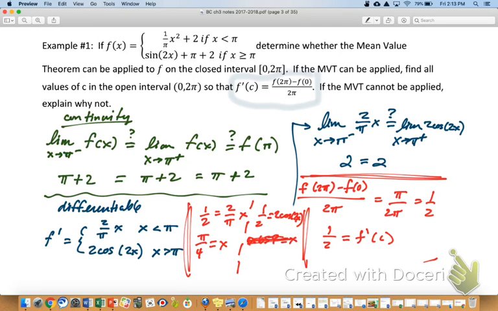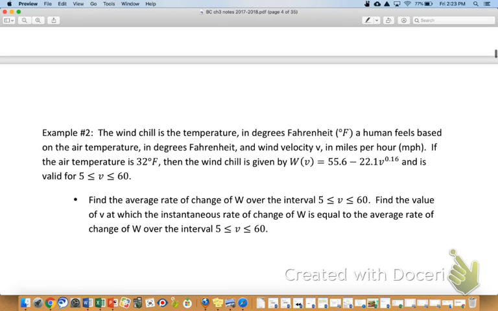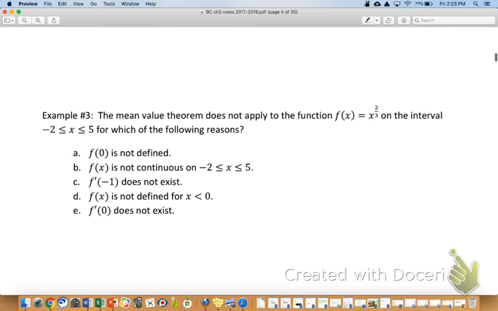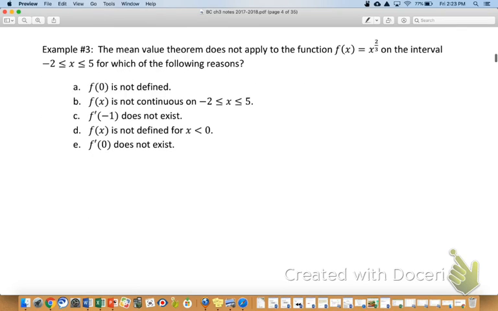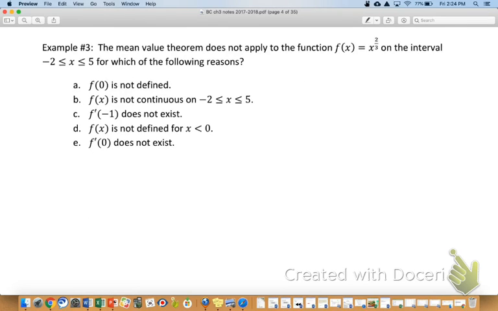Okay, cool. Well, then let's skip ahead a little bit. I think we'll skip number 2 for the moment and do number 3. Yes, let's do number 3. Check this one out. It says the mean value theorem does not apply to that function f of x on the interval -2 to 5, and we are interested in why. What reason would we have for saying that the mean value theorem doesn't apply to that function on that interval? What do you think?